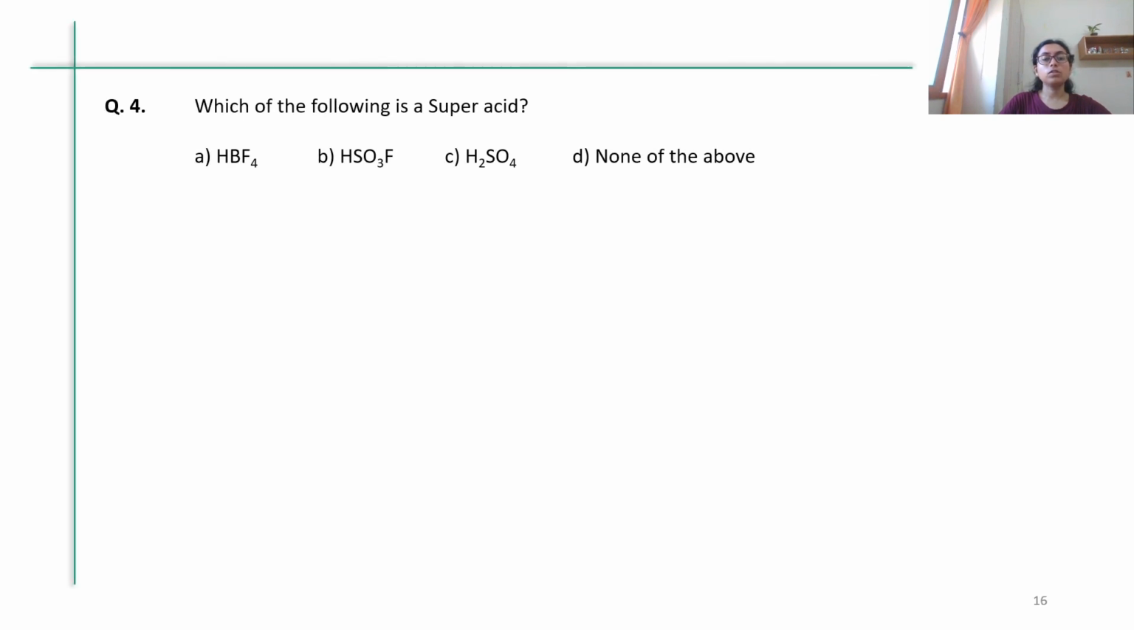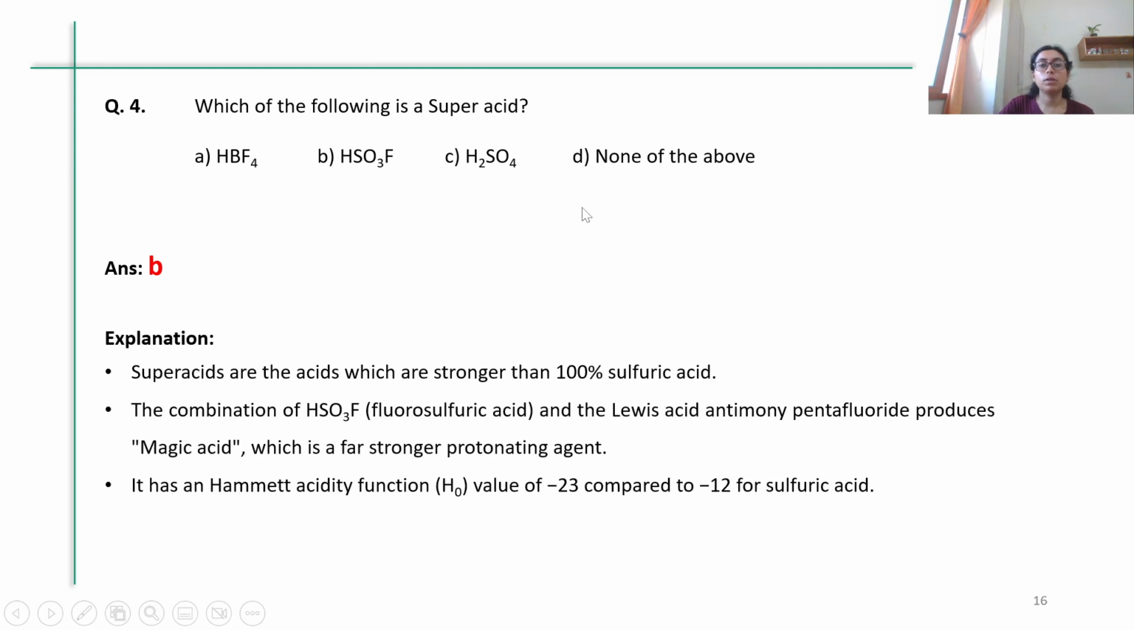Then the next question is, which of the following is a super acid? HBF4, HSO3F, H2SO4. So the correct answer is actually HSO3F, that is fluorosulfonic acid. Now what does it mean by super acid? Super acids are the acids which are actually stronger than 100% concentrated sulfuric acid. That means it is more acidic than sulfuric acid.